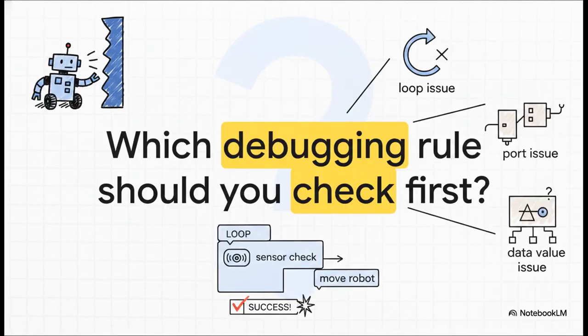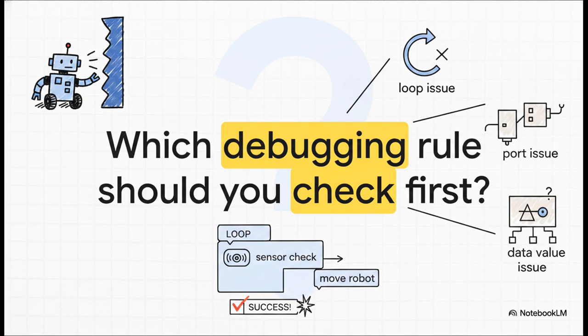To wrap up today's explainer, I want to leave you with this final, thought-provoking question. If your robot hits a wall during the challenge but doesn't play the error sound, which of the 3 debugging rules should you check first? Think back to our golden rules. Is it a loop issue, a port issue, or a data value issue?